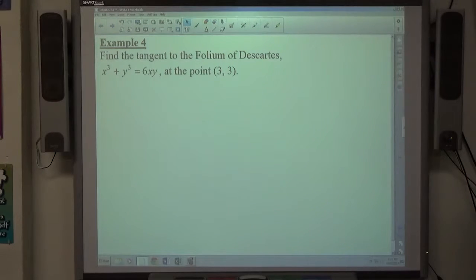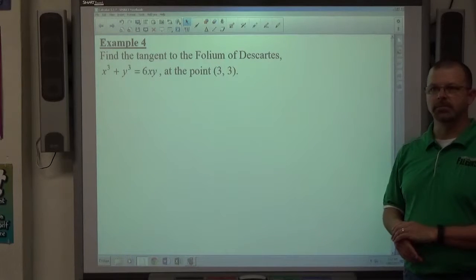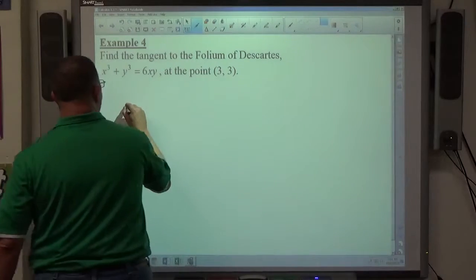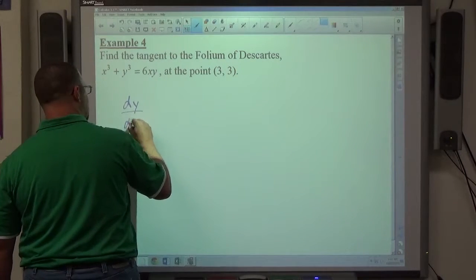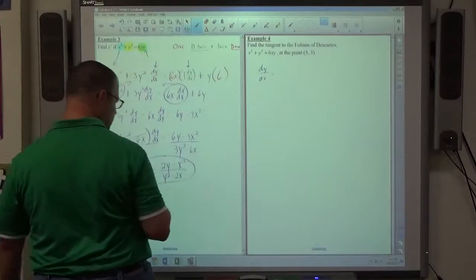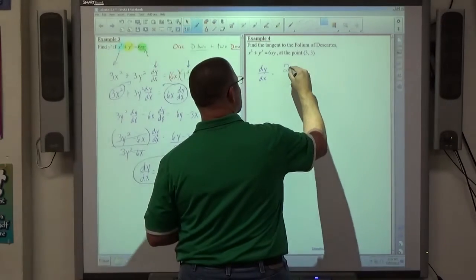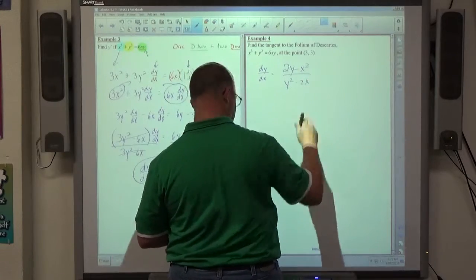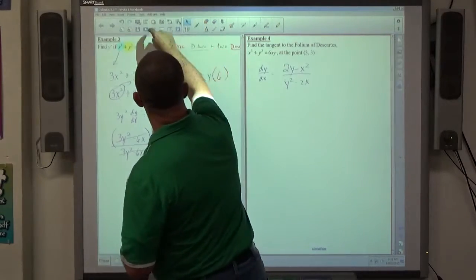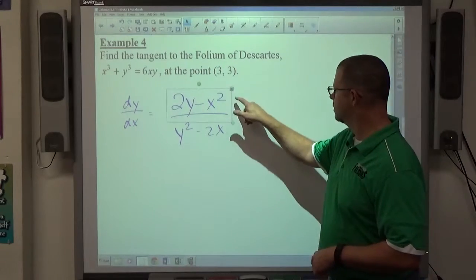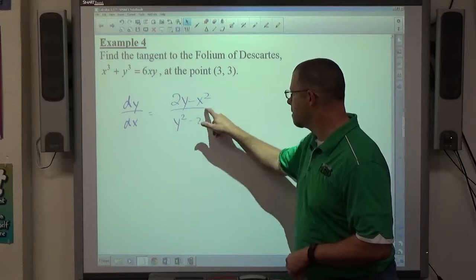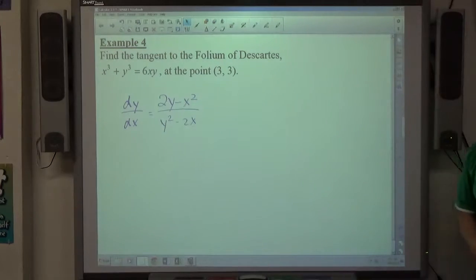But you'll notice x cubed plus y cubed equals 6xy is the exact same problem we just did in problem 3, right? So we've already done its derivative. So we start off there. dy over dx equals, and let me go 2 pages because I don't remember, (2y minus x squared) over (y squared minus 2x). So that's the derivative of that function.